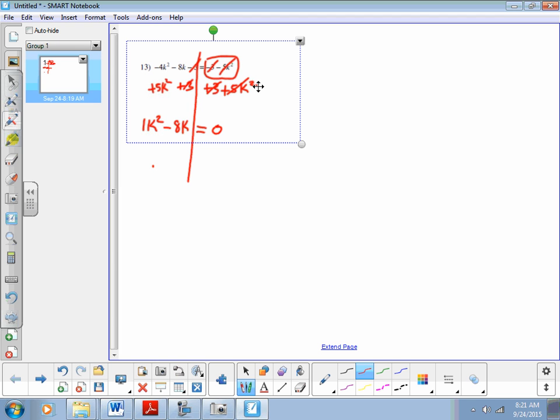Once you do that and you get it equal to 0, that's the same as saying f of x. So this is 1k squared minus 8k, f of x, or you could say y. Okay. Now, to do the quadratic equation on this one, ax squared plus bx plus c equal to 0. It's 1k squared minus 8k plus 0 equal to 0.